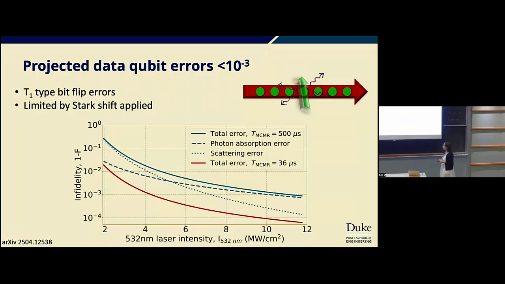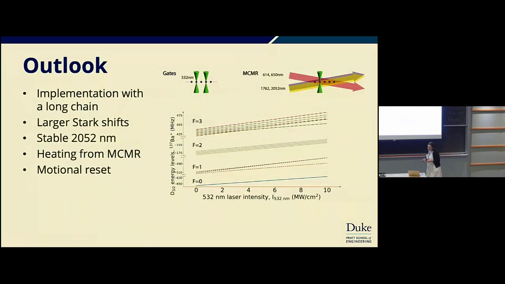Okay, so what we'd like to do is, of course, implement this on a long chain. These experiments were all in single ions, and we'd like to go to larger Stark shifts. The largest Stark shift we got to was about 10 or 12 megahertz, but we'd like to show that you can really do this with 100, 150 megahertz Stark shifts. And this will require a stable 2-micron laser. We're also working on some simulations related to the motion during this process.